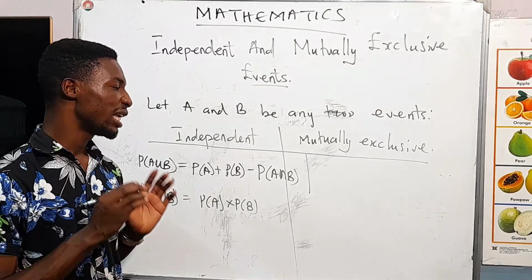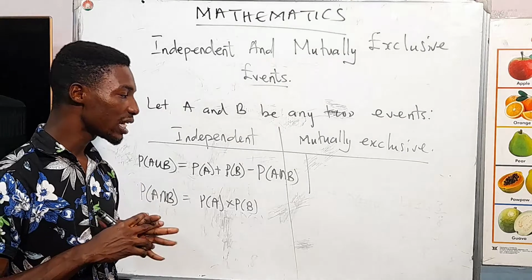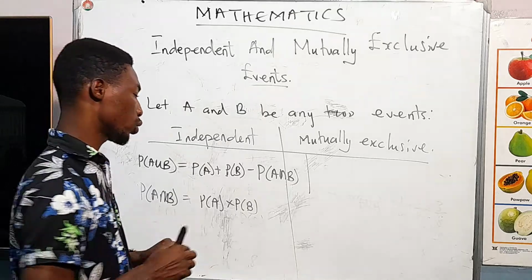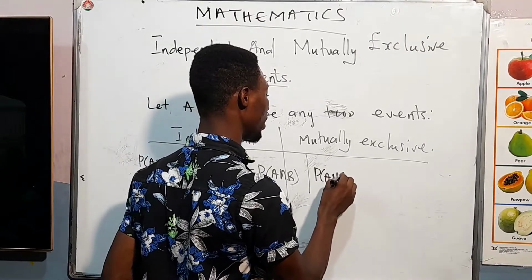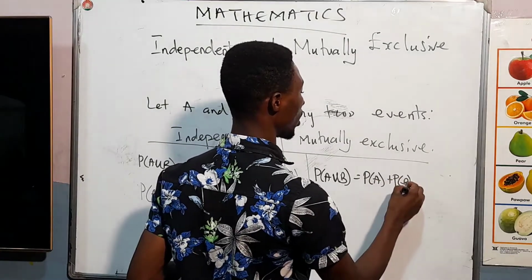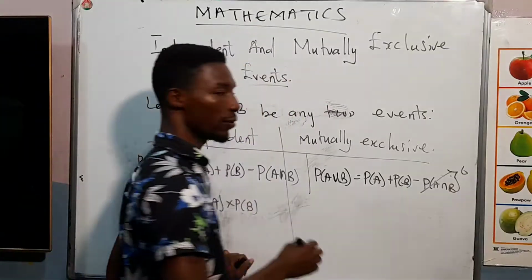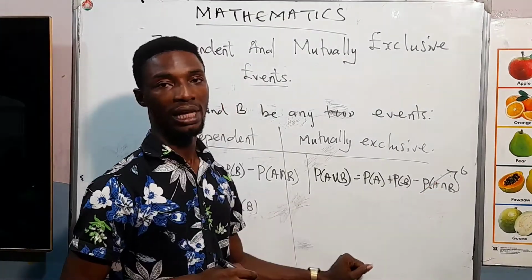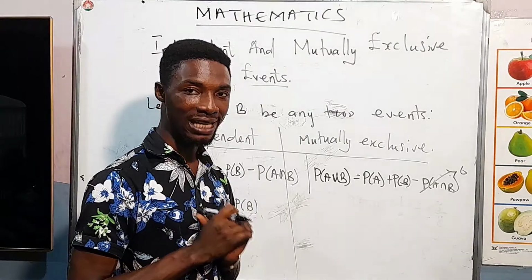For this reason, in the formula for finding the probability of either A occurring or B occurring, we cannot include the probability of A and B occurring together at the same time. So this part will go to 0. That is, the probability of A union B will be equal to P of A plus P of B minus P of A intersection B, where this part goes to 0. P of A intersection B goes to 0 because this cannot occur. A and B are mutually exclusive. They cannot occur together at the same time.